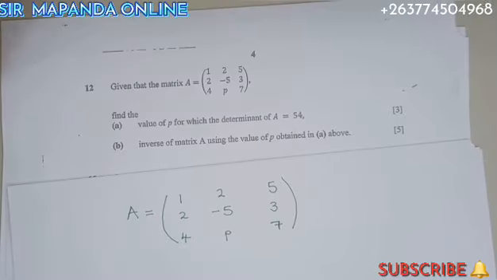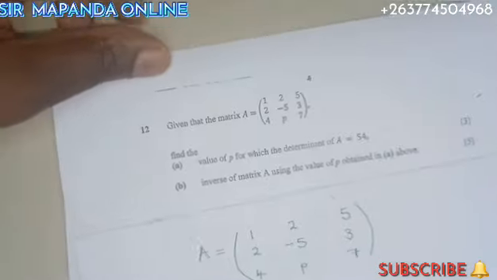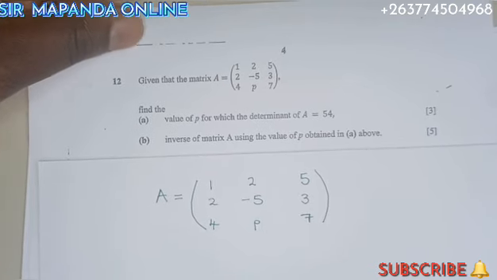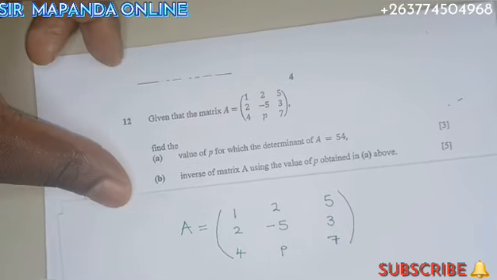Question number 12 is in line with matrices. It reads, given that the matrix A is equal to, then we are given the matrix, find the value of P for which the determinant of A is equal to 54. So you have to calculate the determinant using the unknown value of P. So we want to create an equation there, right?